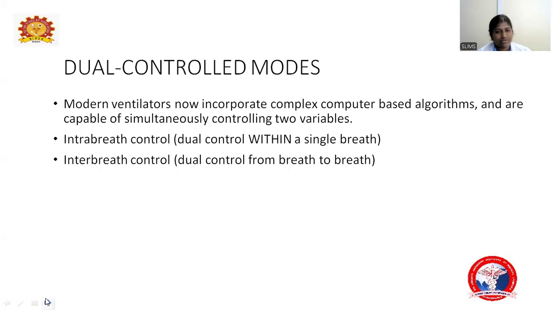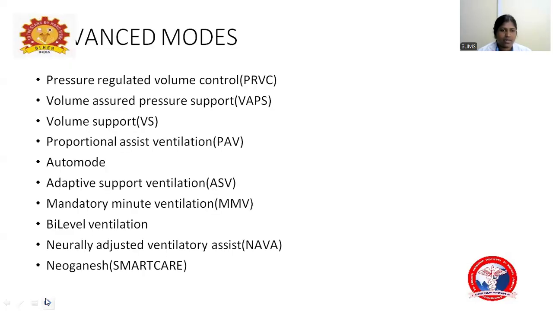There are two types of control in dual control modes. One is intra-breath control, which is dual control within a single breath. And the other option is inter-breath control, which is dual control from breath to breath. It varies with each breath.